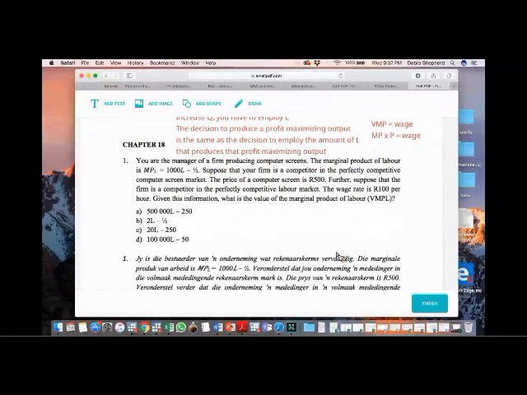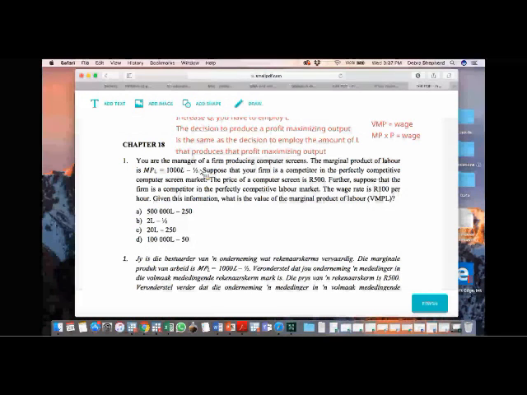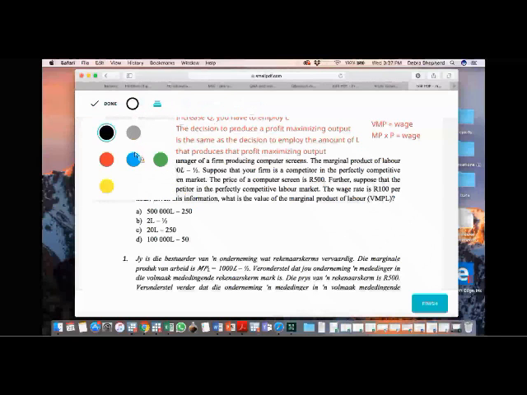So in this first question, we tell you, you are the manager of a firm. The marginal product of labor is MP equals 1000 L minus a half. So that's the marginal product function. Your firm is a competitor in a perfectly competitive computer screen market. The price of a computer screen is 500 Rand. So that's the price you're going to charge.